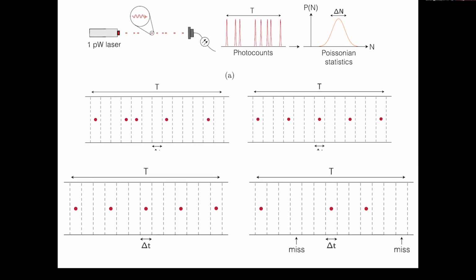A coherent light source has a very small value of alpha. So if you have classical light, even if it's weak and highly attenuated, and you look at the photo counts, the statistics will still obey the corresponding classical statistics.